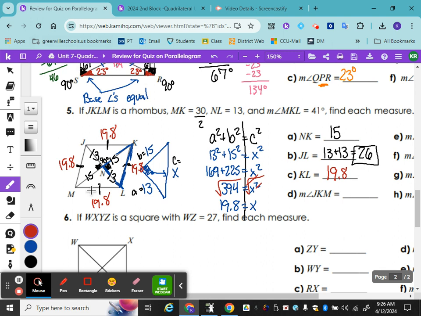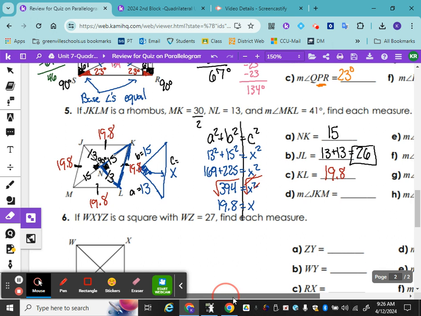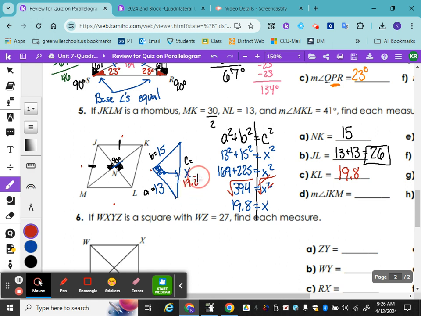Okay? So now we're going to do all the angles. I'm going to erase all the sides. Luckily, I've already written this triangle, so I kind of already see it. Maybe just put 19.8 here so I can see it later. All right, MKL is 41. M to K to L is 41. Okay, that's not much information. If this is 41, this is 41. Alternate interior, because it's still a parallelogram. I'm going to zoom in on this.